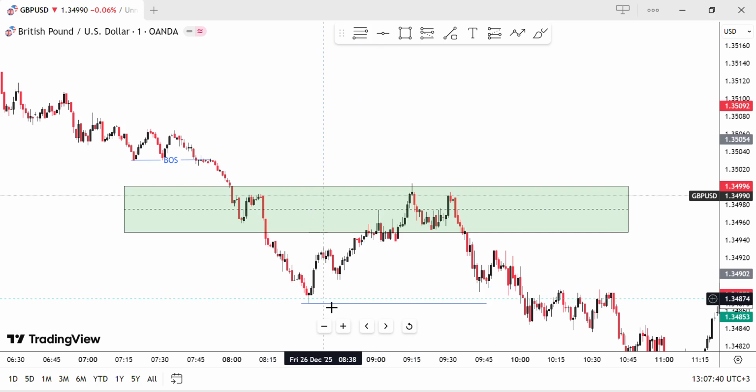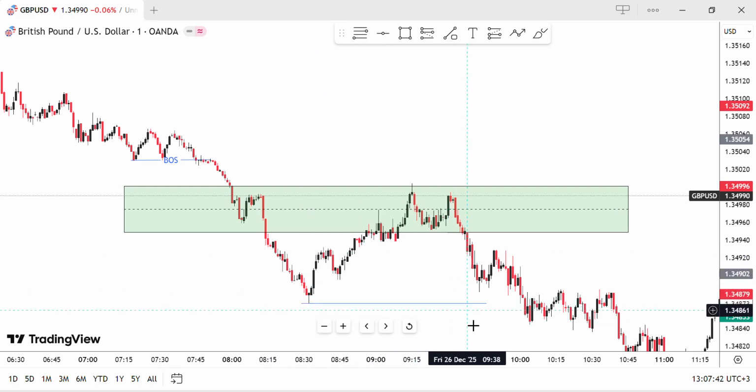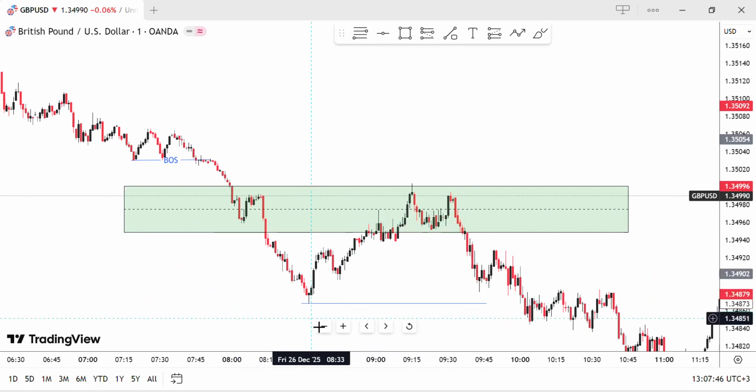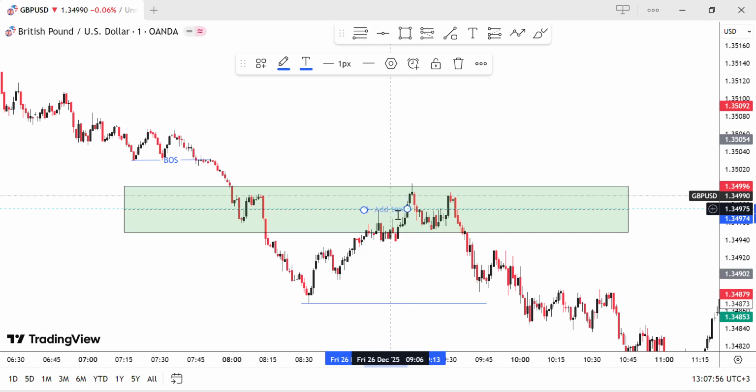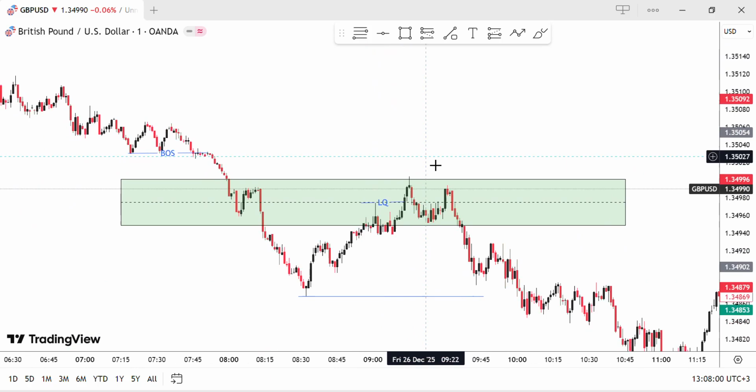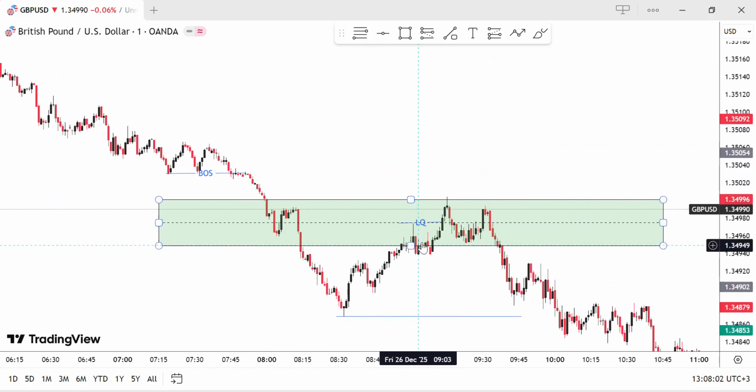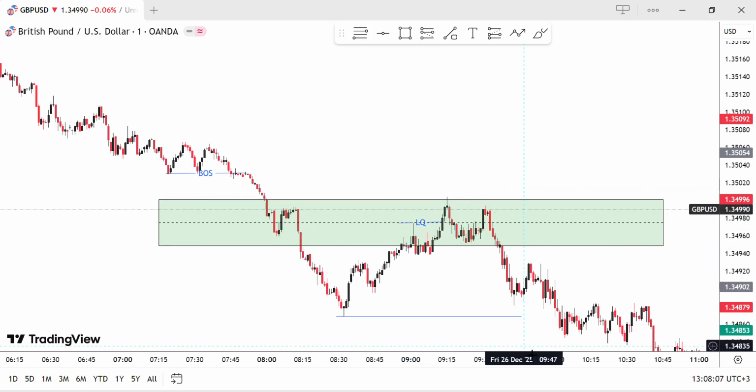When you look at this one, there was no sweep of the liquidity at this point, so it has to form its own liquidity, either inside or by attempting to go inside. So it did it here. This is where there was a sweep of liquidity. The first attempt was for creating the liquidity, and then it came, swept the liquidity, and then it moved.